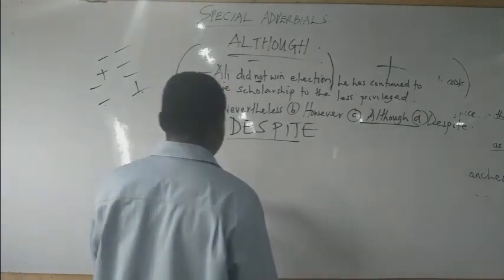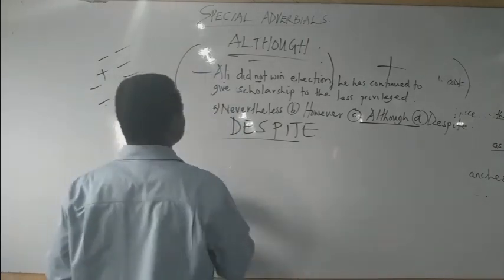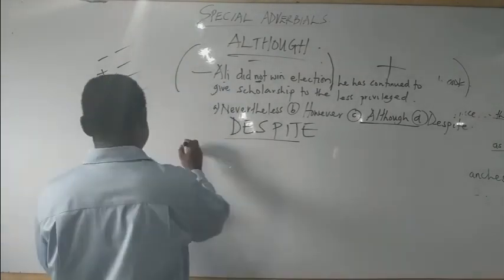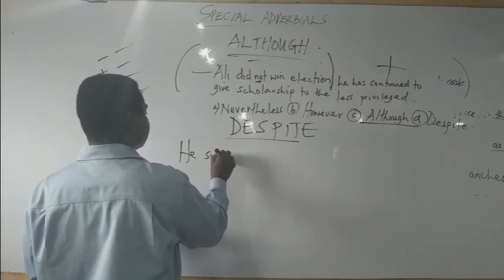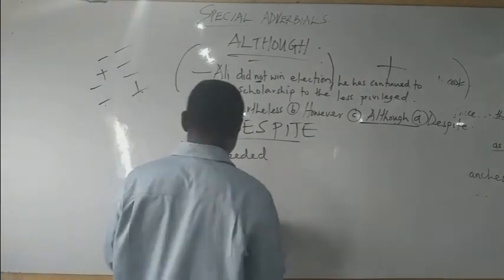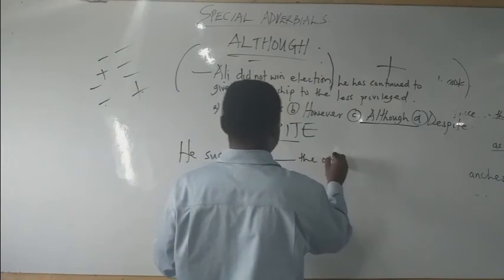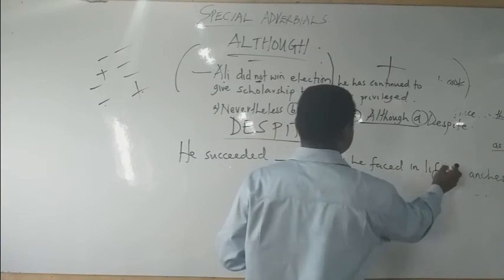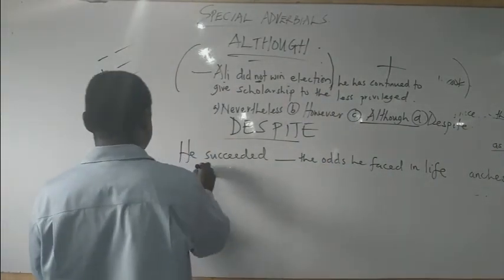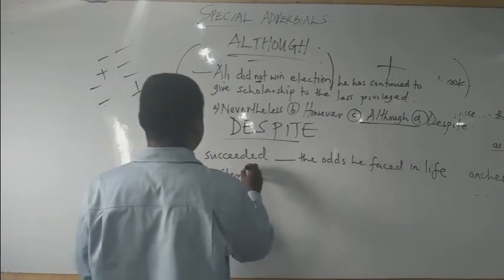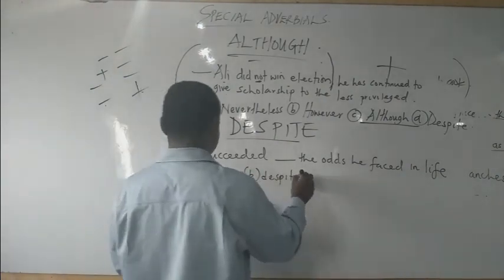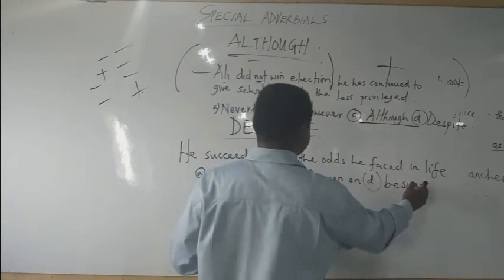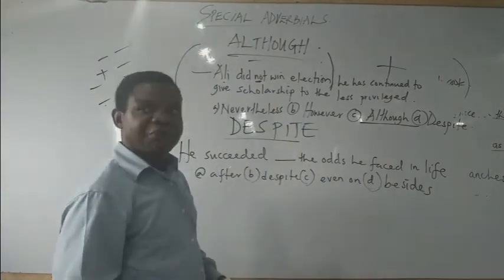Let's see another WAEC example. Look at this WAEC example, 2013 in your past question, 2013, question 69. He succeeded, dash, the odds he faced in life. A. After. B. Despite. C. Even on. Then D. Besides. He succeeded, dash, the odds he faced in life.